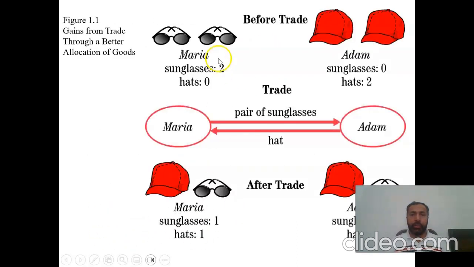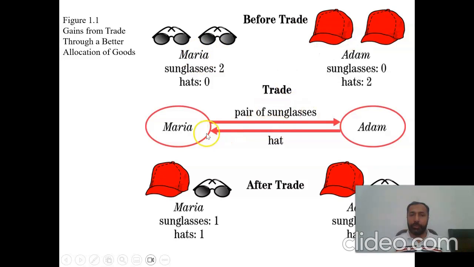See this diagram. There are two persons, two producers and consumers. One is Maria, who is capable of producing sunglasses. The second person is Adam, who can produce two hats. He has resources to produce two hats. Now we know that resources are limited, therefore Adam cannot produce the sunglasses while Maria cannot produce the hat. However, Adam needs sunglasses and Maria needs hats as well. If they don't trade with each other, then Adam cannot use sunglasses while Maria cannot use a hat.